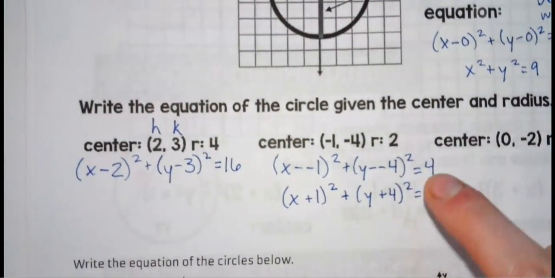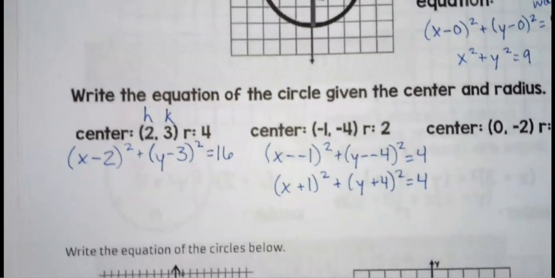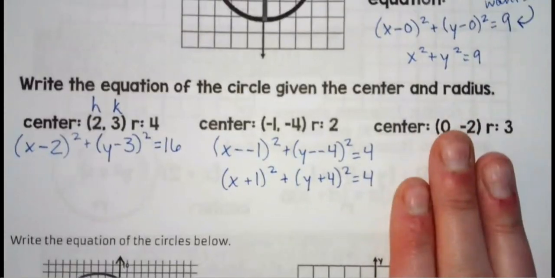And just make sure you don't put 2 here. This is going to be 2 times 2. It has to be squared, so it's going to be 4. All right, I'm going to pause my screen. I want you to do this one right here.